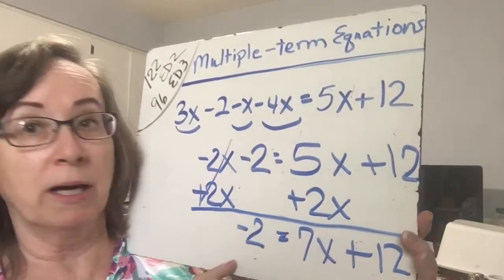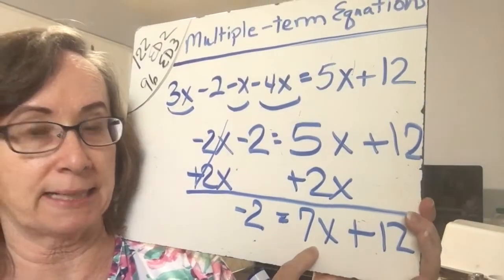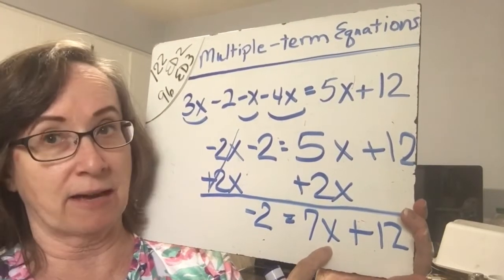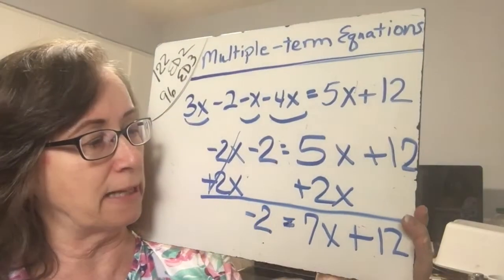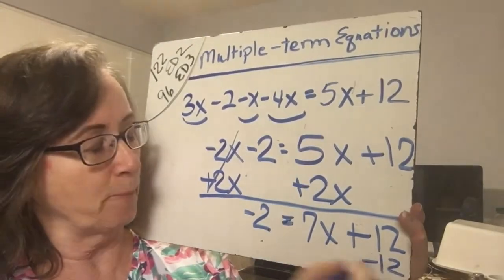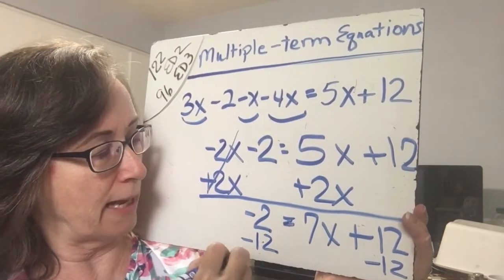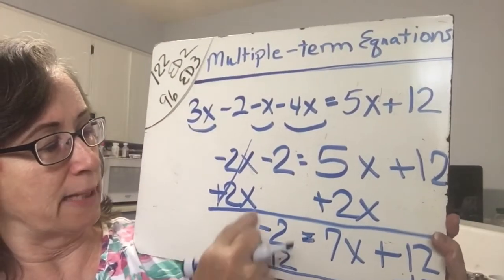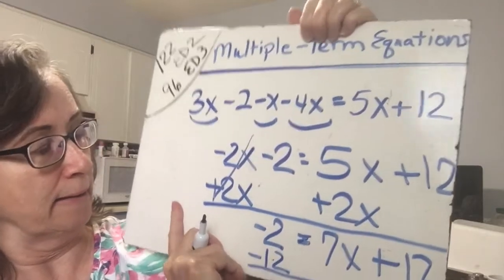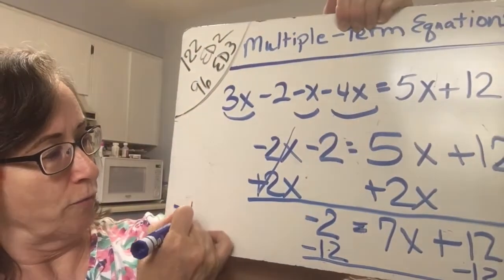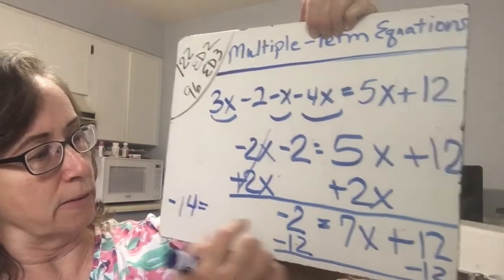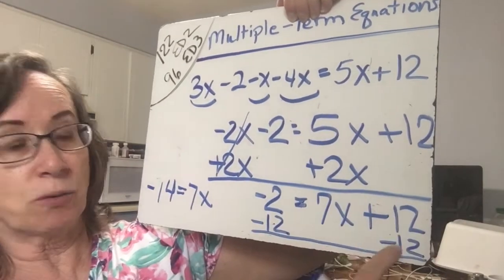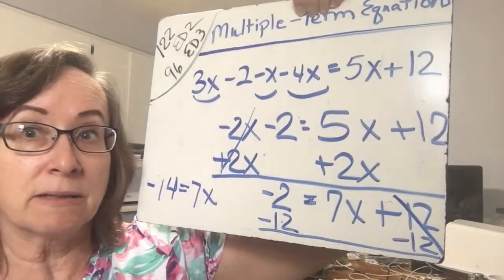Okay, so now I need one more thing to get the x term by itself. So since I have a plus 12 that's bothering my 7x, and I want to get my 7x by itself, I'm going to subtract a 12 and subtract a 12 from the other side. Now, what do we have left? This becomes a negative 14. Negative 14 equals 7x, and my 12 and my negative 12 cancel out.